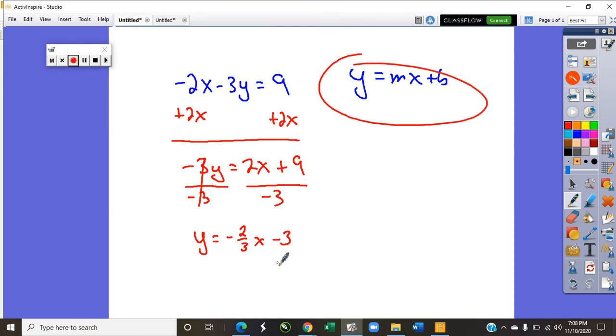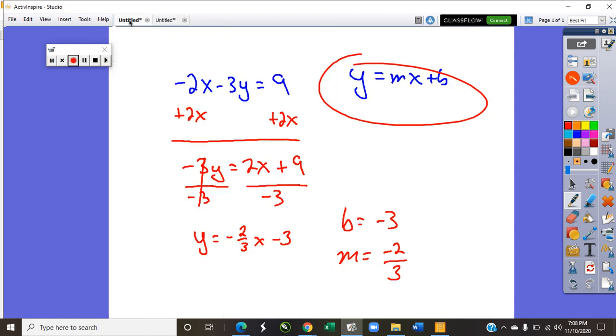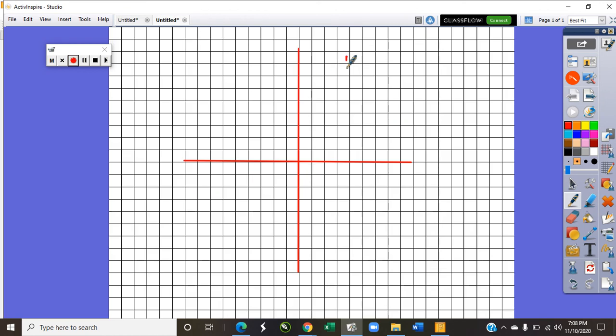I'm good to go. I can graph. What's my y-intercept? -3. And what's my slope? -2/3. But I'm going to make that negative on the top. So this slope is going to be -2/3. Okay, let's go back to our graph. Let's see. Y-intercept is -3. And my slope was -2/3.